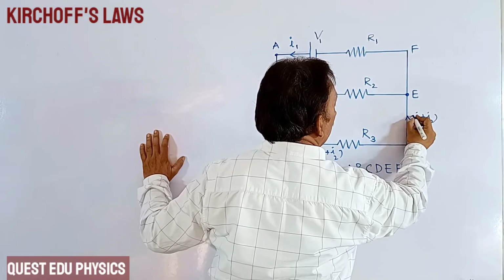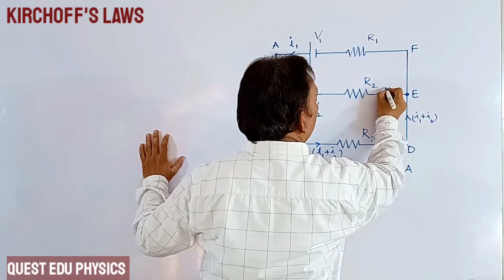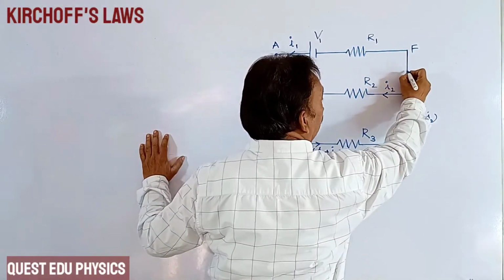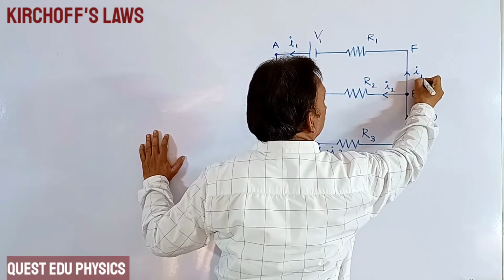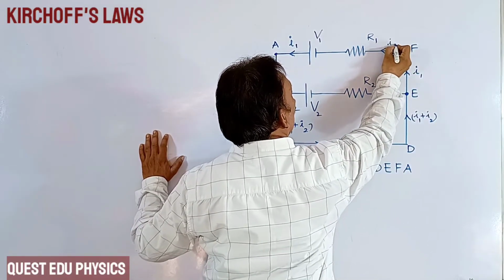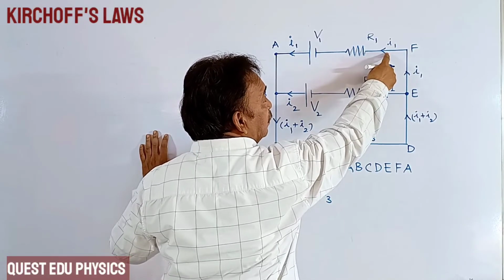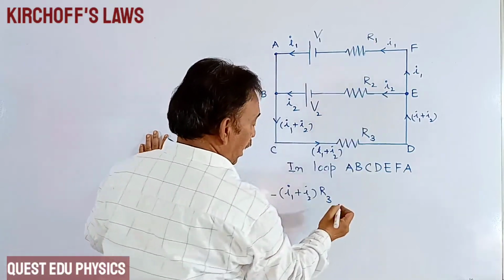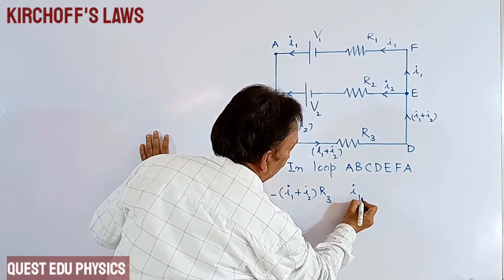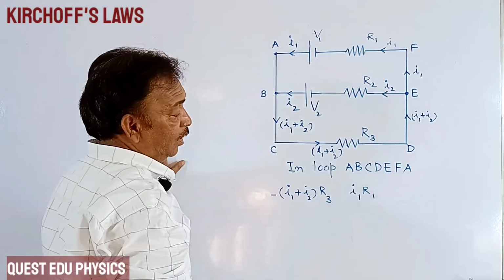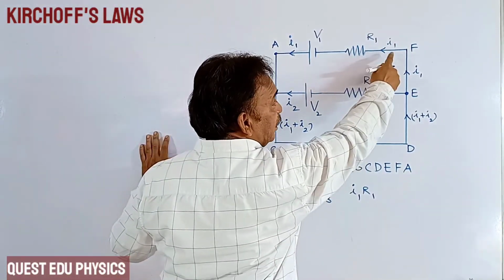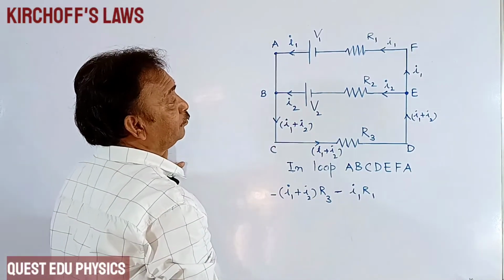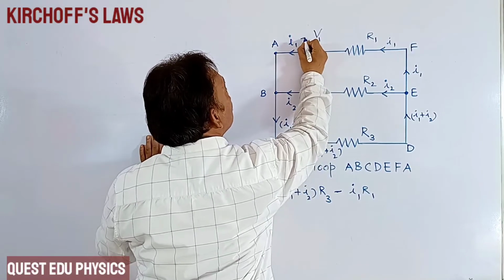No current is changing. On reaching this point, I2 enters into the resistor as I2, and the remaining current is I1. Here also this current has to cross this resistor. Then the potential drop is I1 R1. We are crossing in the direction of the current, that's why potential is dropped. So it is minus I1 R1.